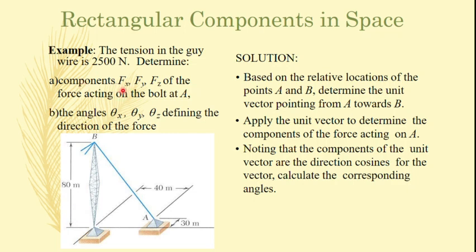Now you have to calculate Fx, Fy, Fz, the force components at bolt A, and if we consider the force distribution with respect to this point A, then the tension force will act from A to B. You also have to find theta x, theta y and theta z, the angles made by the force with respect to the x, y and z directions.